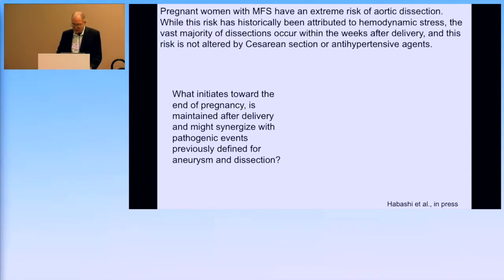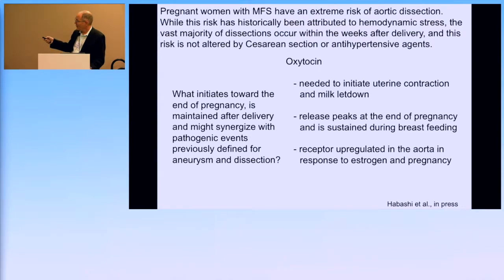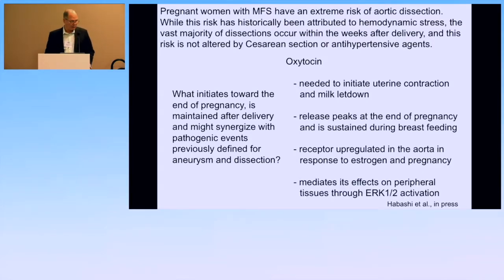And the hypothesis that we came up with is the hormone oxytocin, which is needed to initiate uterine contraction, but also milk letdown. Its release peaks at the end of pregnancy, but is also sustained during breastfeeding. Importantly, the receptor for oxytocin is upregulated in the aorta in response to pregnancy. And we were really intrigued when we learned that the mechanism by which oxytocin stimulates peripheral tissues is through ERK activation. So we used a mouse model that was developed by our colleague Francesco Ramirez and colleagues at Mount Sinai.